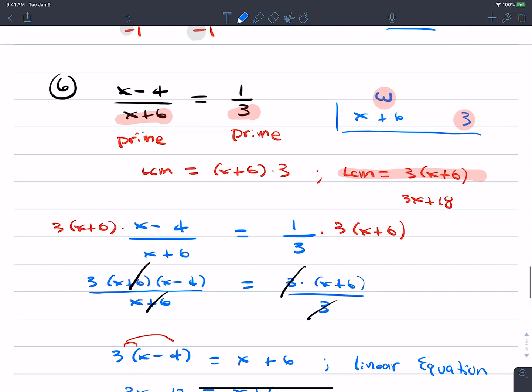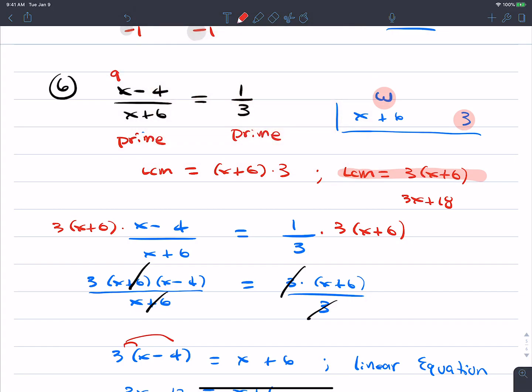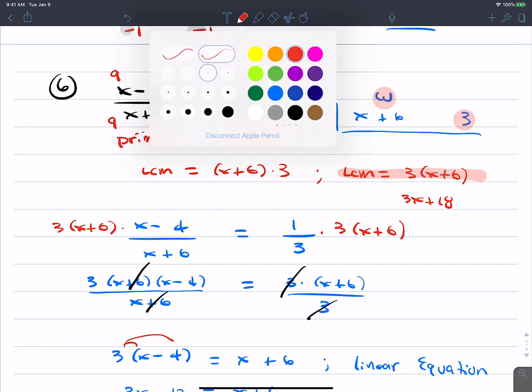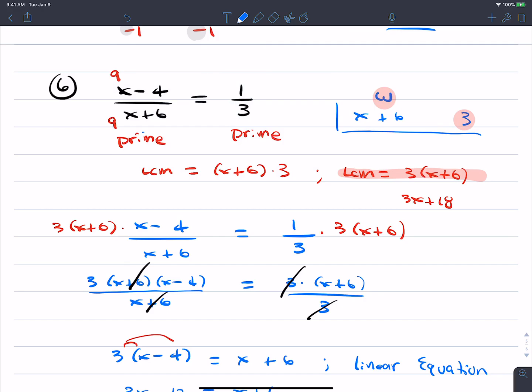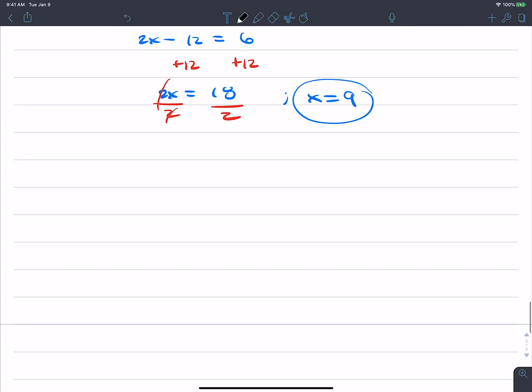Now, x is 9. If we go back here again, 9 for x, 9 for x. Let's double check. Is it 9 minus 4 going to be 5? So we get a 5 in the numerator, and then 9 plus 6 is what? 15. Is that equal to 1/3? The answer is yes. Just to kind of double check here. Okay, good. Good.